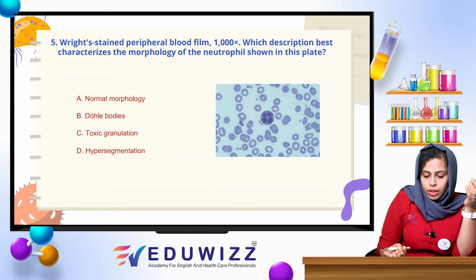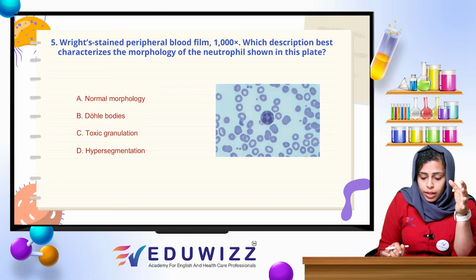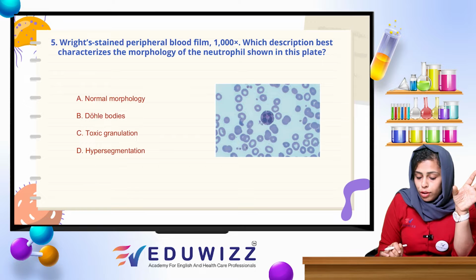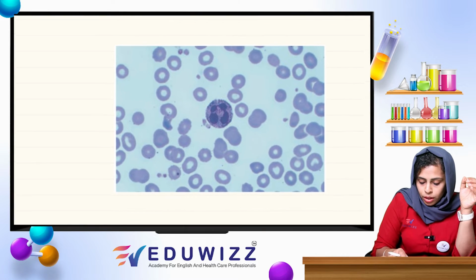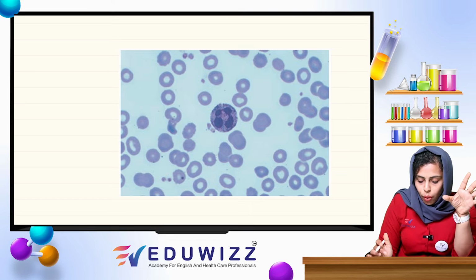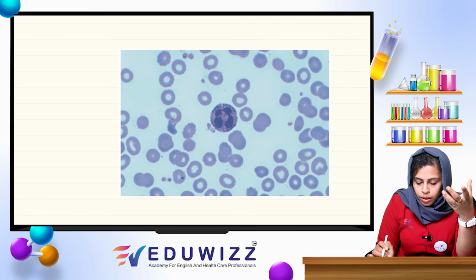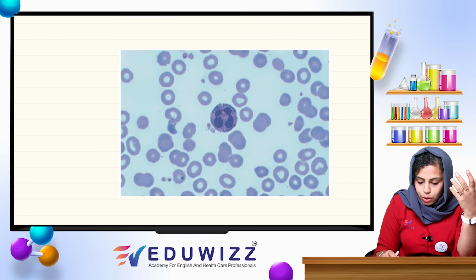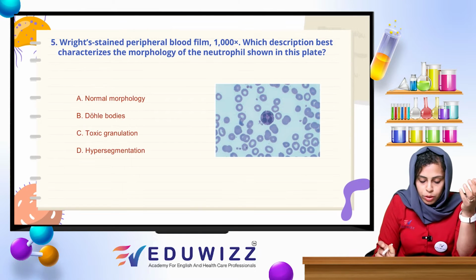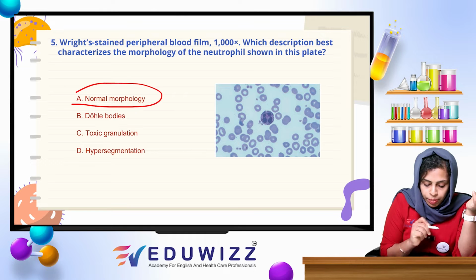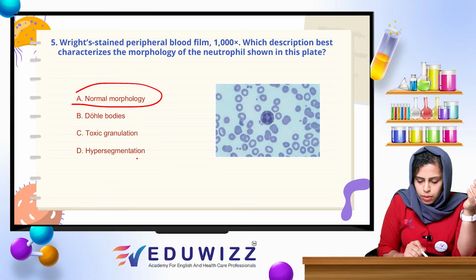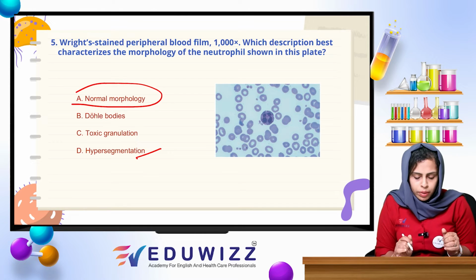The next question: Wright stain peripheral blood film, 1000x. Which description best characterizes the morphology of the neutrophil shown in this plate? You can see the neutrophil. It has a 4-lobed nucleus with a high amount of granules. These granules are not normal. So this is not a normal morphology, and it is not hypersegmented because 3 to 4 lobes are normal.